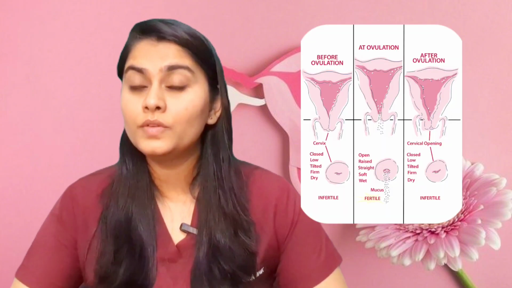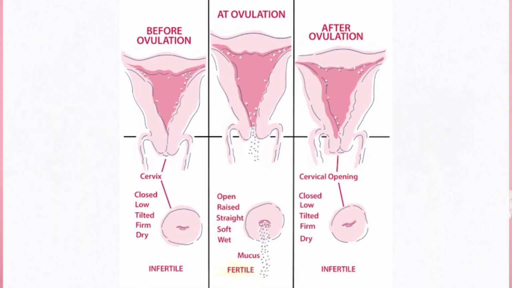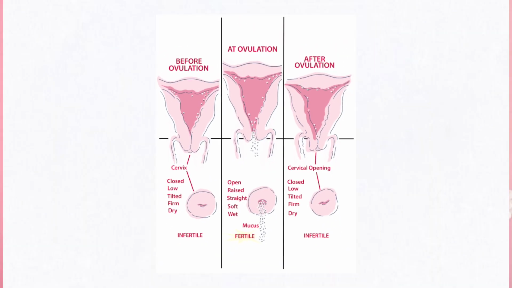Second one is the cervix. The cervical position and the consistency of the cervix keeps on changing throughout our cycle. At the start of the cycle, the cervix is mildly firm, but during ovulation, the cervix is softer. It is brought down to facilitate the sperm through it.